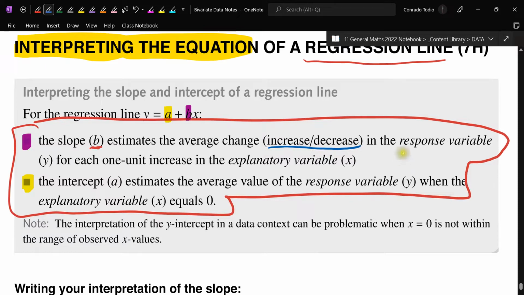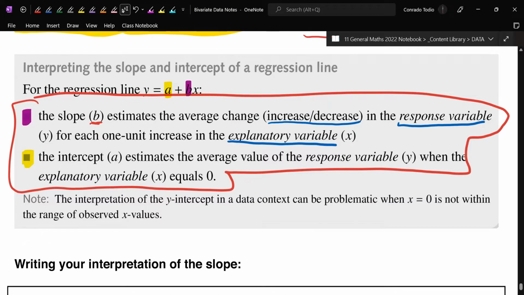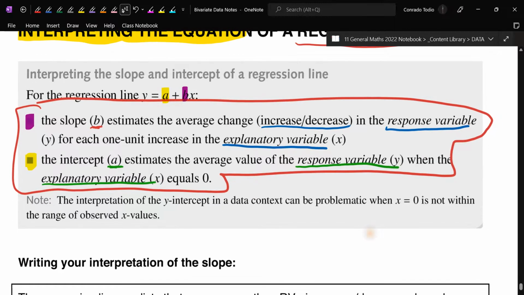In the response variable, so what's the RV? Whatever the y variable is, for each 1 unit increase in the EV. So your sentence has to look exactly like this. And then for A, if you're trying to interpret the y-intercept, which is A, the intercept, so tell me what's the y-intercept, estimates the average value of the response variable y, so tell me what's the RV, when the EV equals 0. So there's a couple of things you've got to do there, but I'll show you real quick on how to do it.